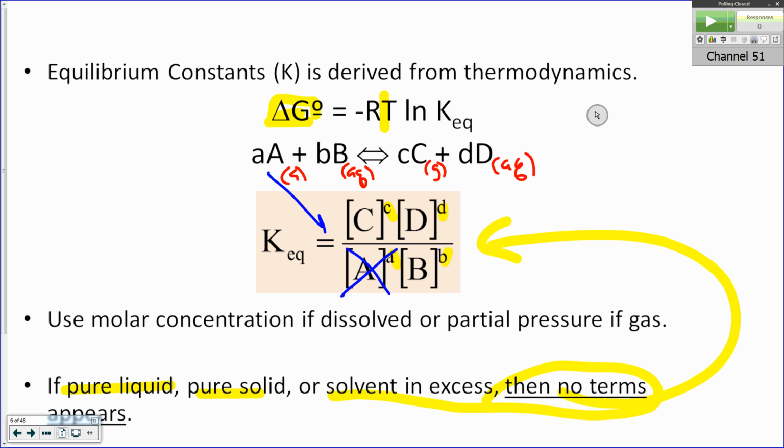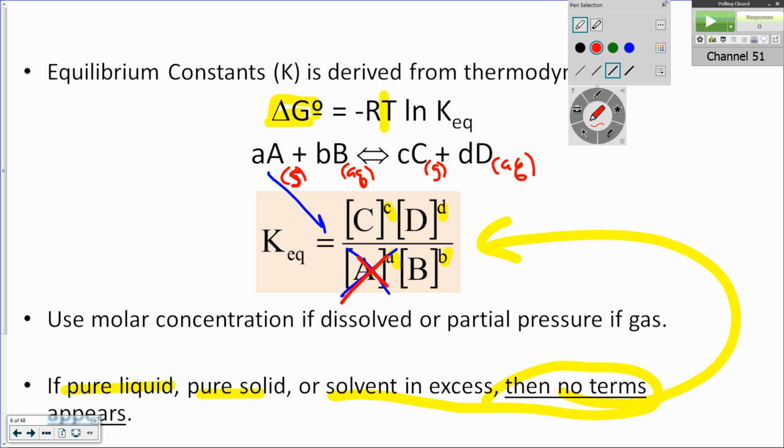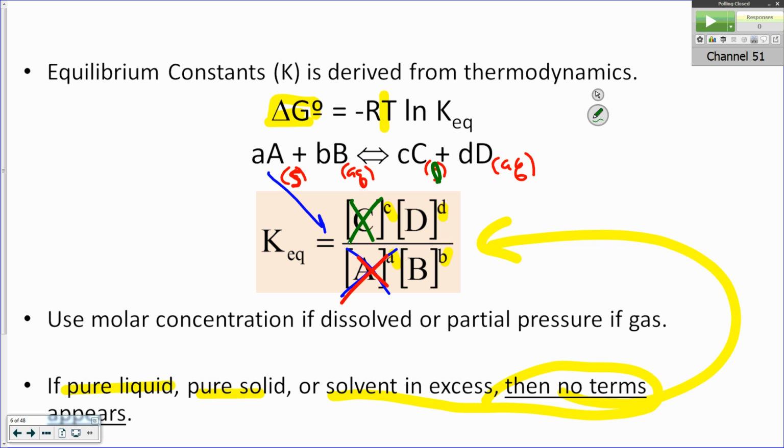And on this example, I told you that if we had something that involved a pure substance, so this was supposed to be a solid here. It didn't look like an S very much, but if this were a solid, then A wouldn't appear in an expression. Similarly, if it's a pure liquid, so L for liquid, then C wouldn't appear in the expression.